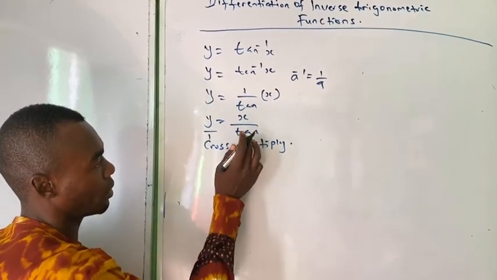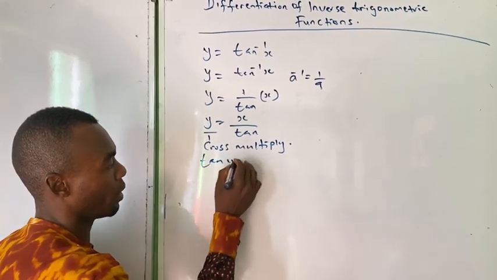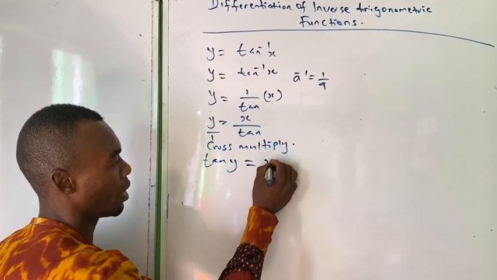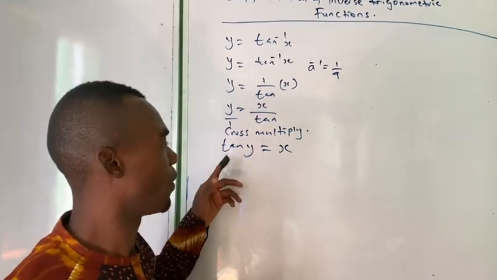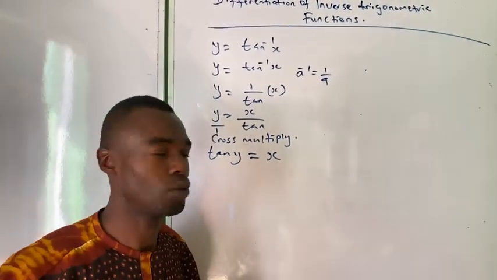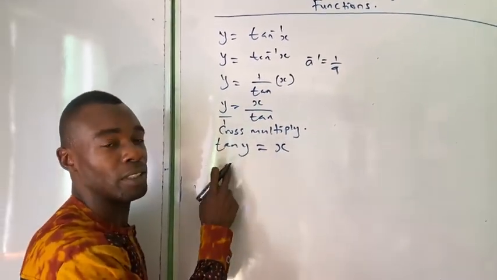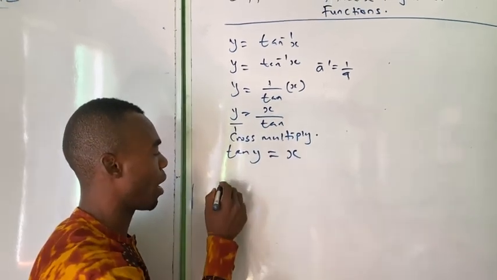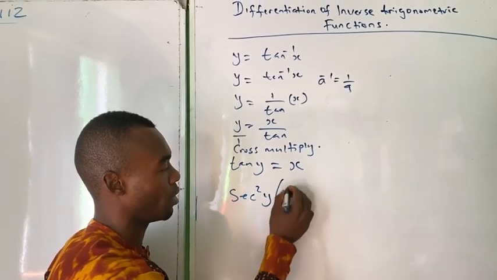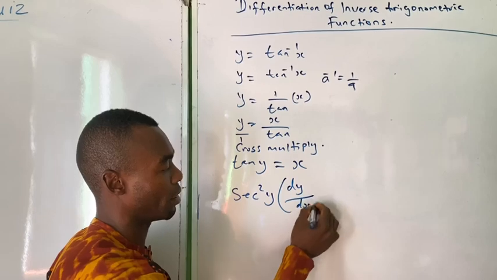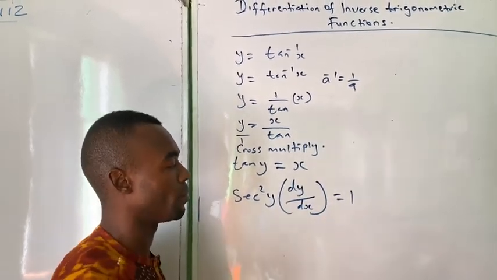Tan times y is going to be what? Tan y is equal to 1 times x, which is x. I'm going to be using implicit differentiation to differentiate this. What is the differentiation of tan y? You are going to have sec squared y times dy over dx is equal to the differentiation of x, which is 1.